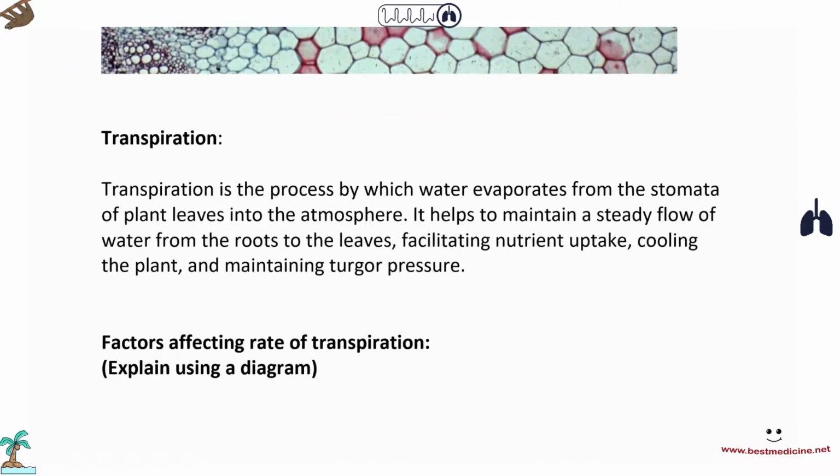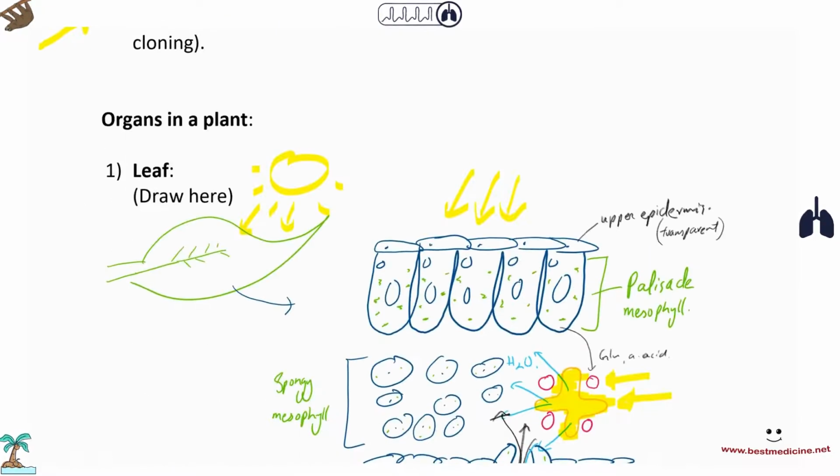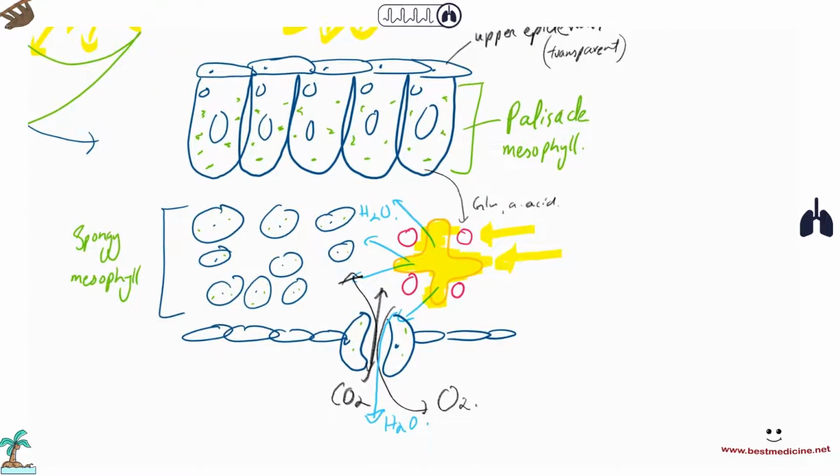Transpiration. What is transpiration? Transpiration is the process by which water evaporates from the stomata of leaves into the atmosphere. So it helps maintain a steady flow of water from the roots to the leaves, facilitating nutrient uptake, cooling the plant, and maintaining turgor pressure. So remember transpiration, right? Transpiration is the movement of water through the stomata outside, which generates a suction pull onto the xylem, which pulls in more water from the roots.